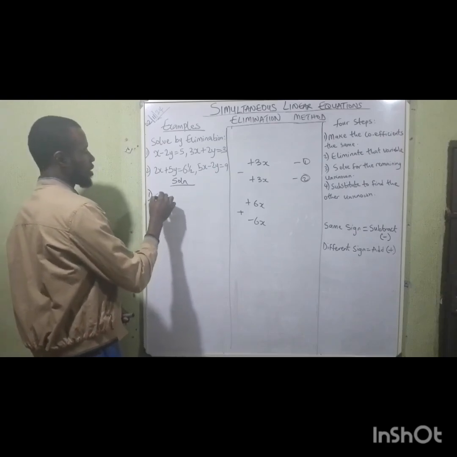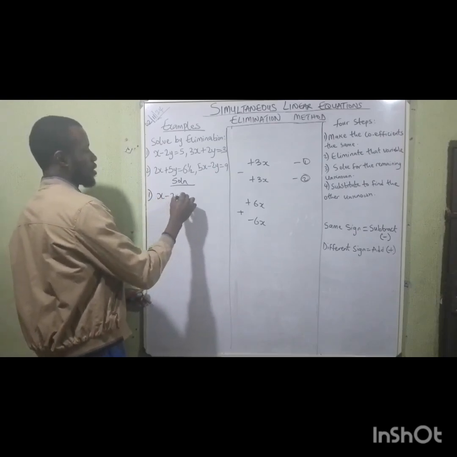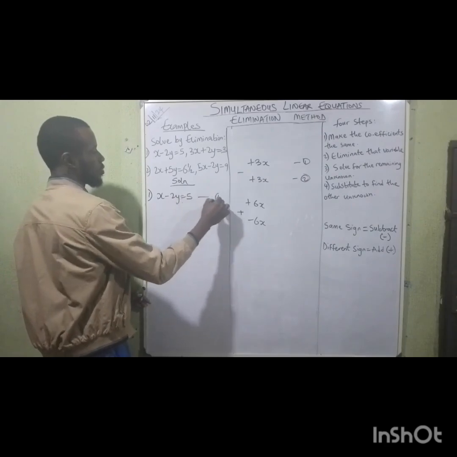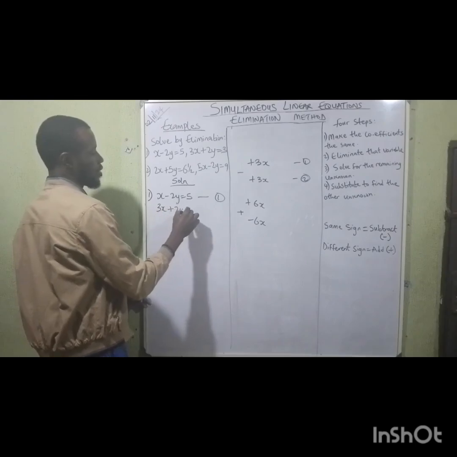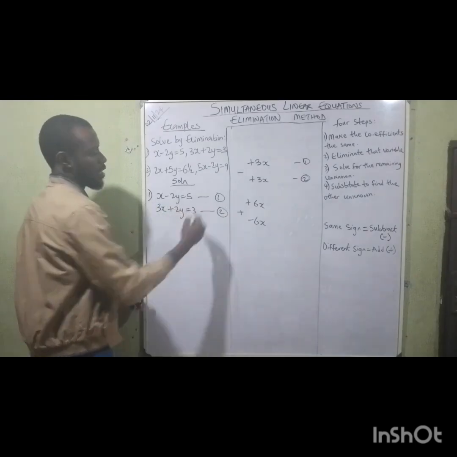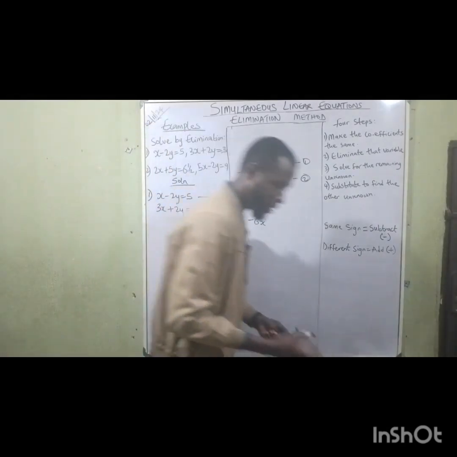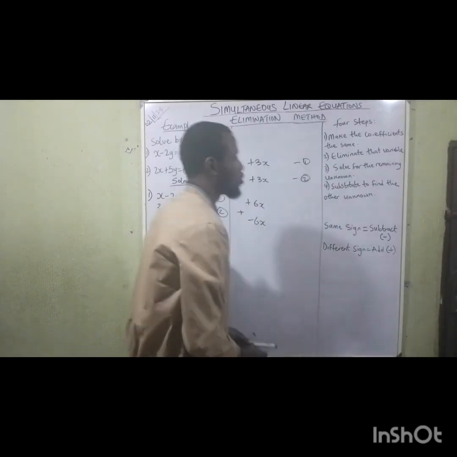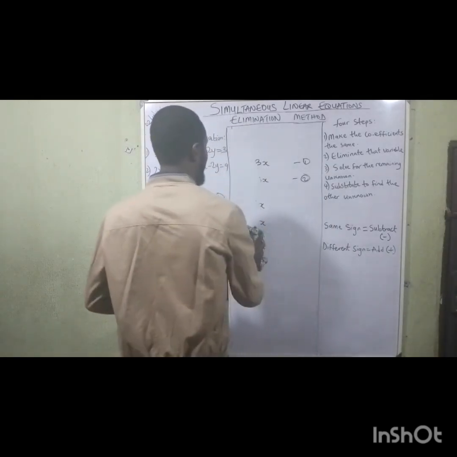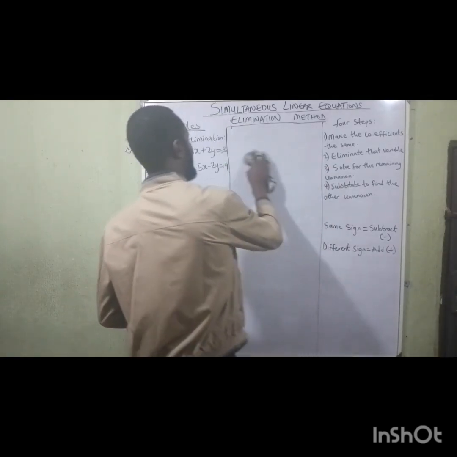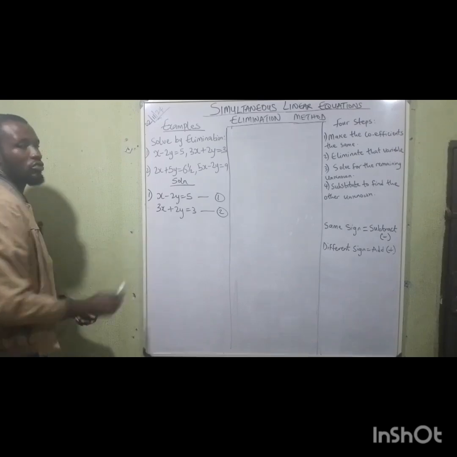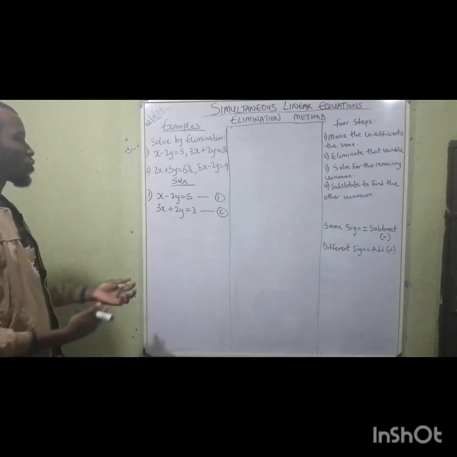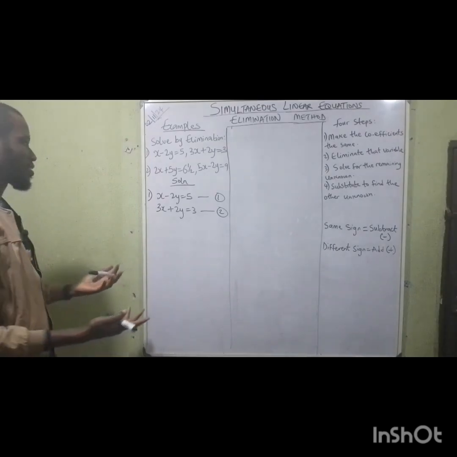Number 1, we have x minus 2y equal to 5. This is equation 1. 3x plus 2y equal to 3, equation 2. Elimination method is actually very fast. If you know what you're doing, it's very fast and very easy to do. Alright, so we have equation 1, equation 2. Now the first thing we are supposed to do, we choose which of them we want to eliminate.